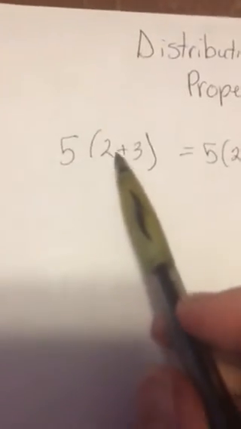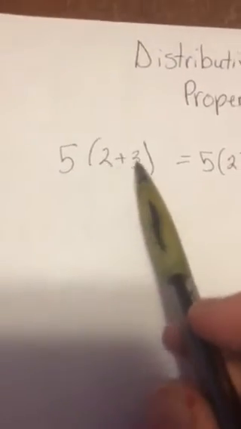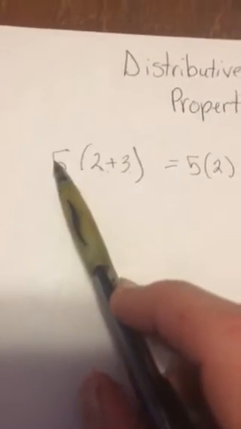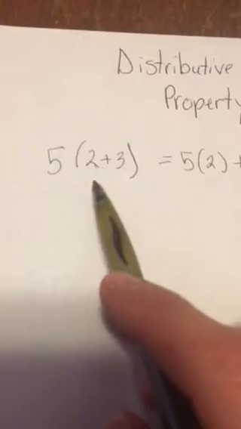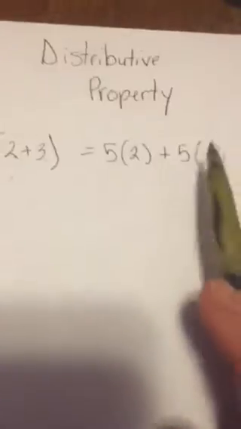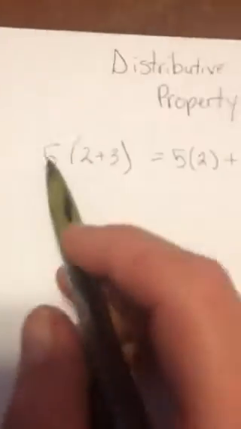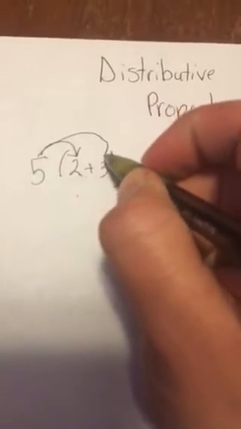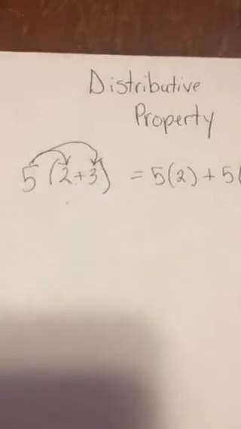So generally when we would evaluate this expression, we would do the parentheses first, 2 plus 3, which is 5, and multiply it by the outside number, because that would be the next operation, and we would get 25. So the distributive property tells us that we could take 5 and distribute it to the 2, and then distribute it to the 3, and end up with the same answer.